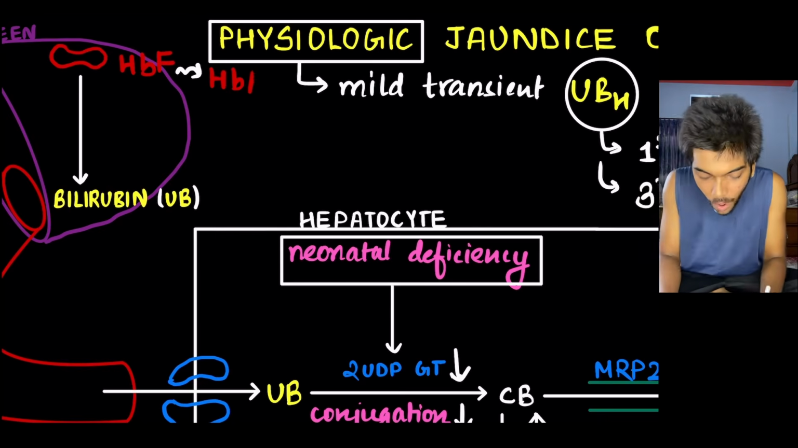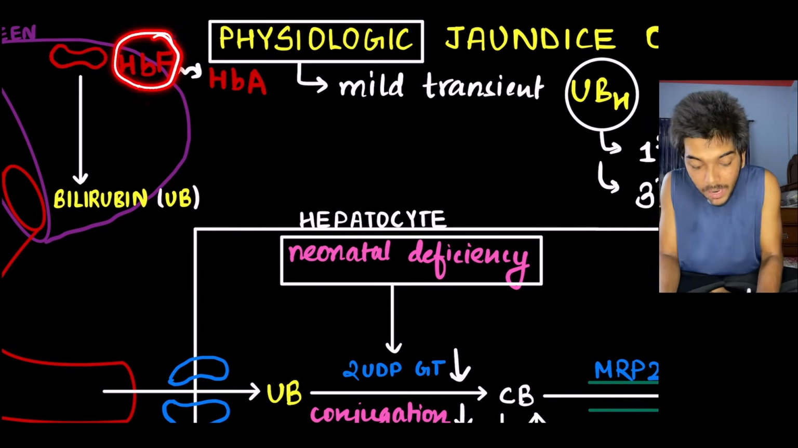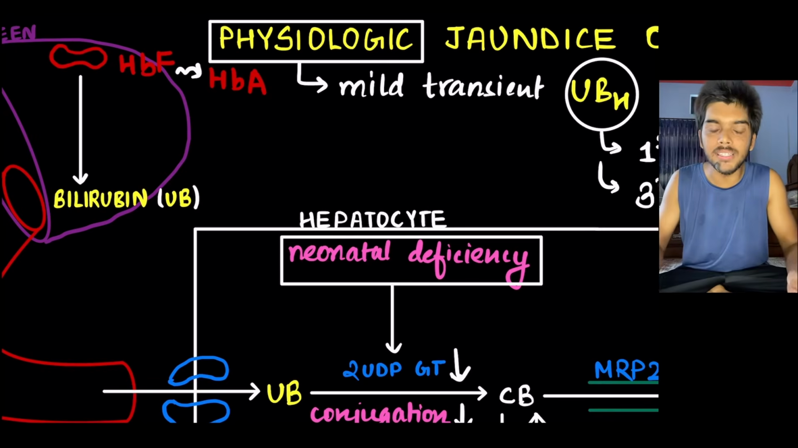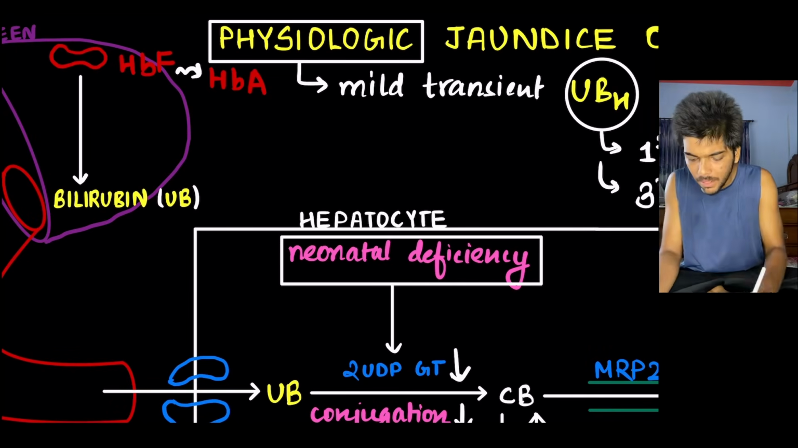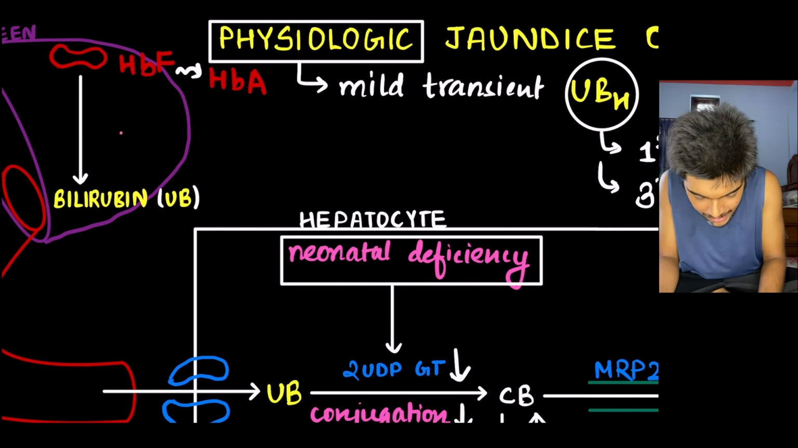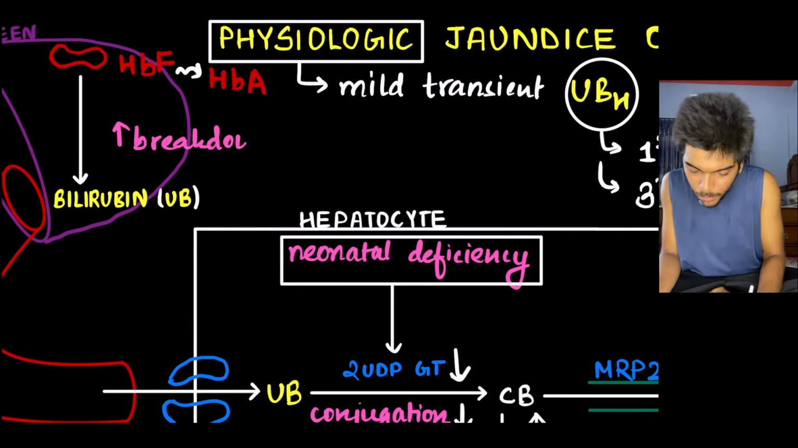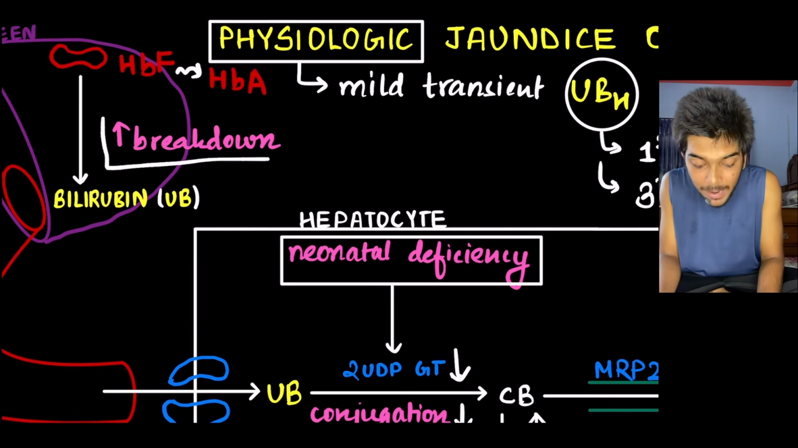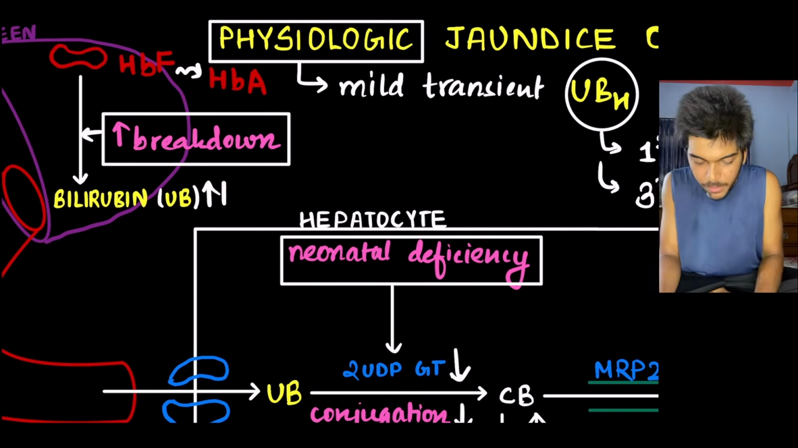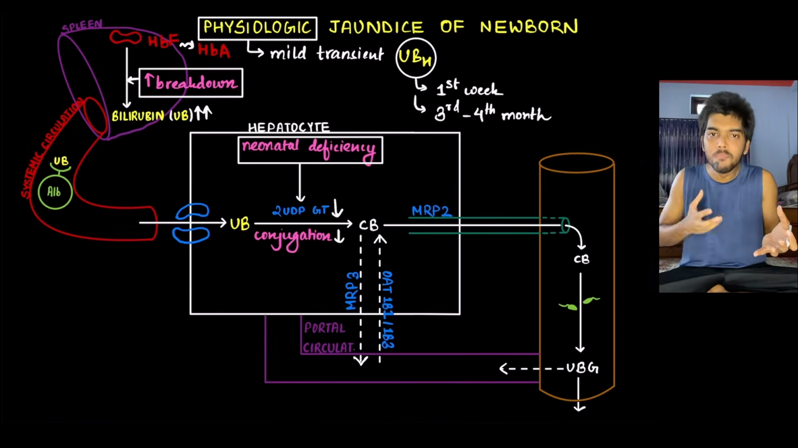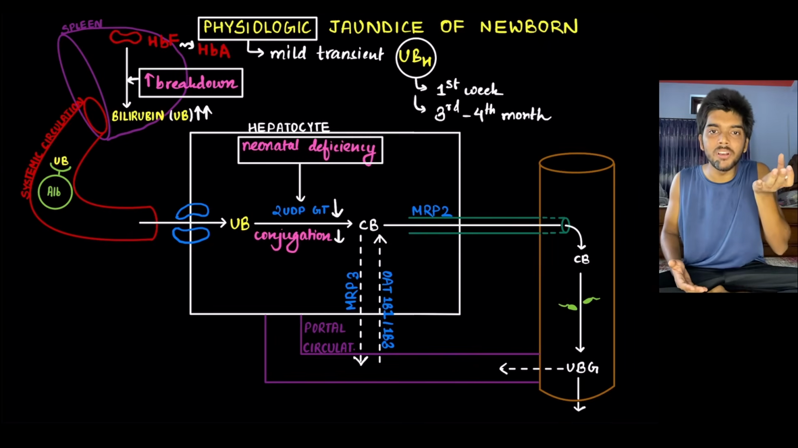As a result, all the fetal hemoglobin gets broken down, or excess hemolysis takes place, resulting in excess production of unconjugated bilirubin. So the second reason is increased breakdown of fetal hemoglobin so that it can be replaced by adult hemoglobin, resulting in excess production of unconjugated bilirubin.